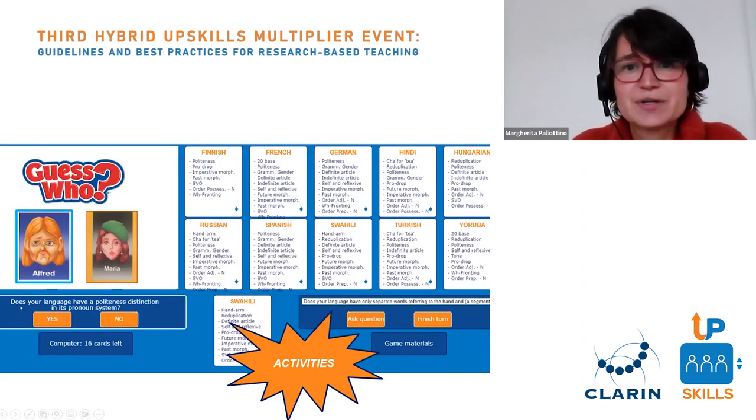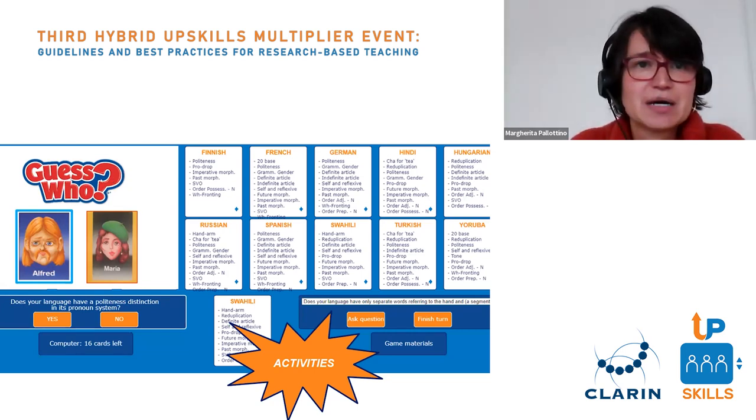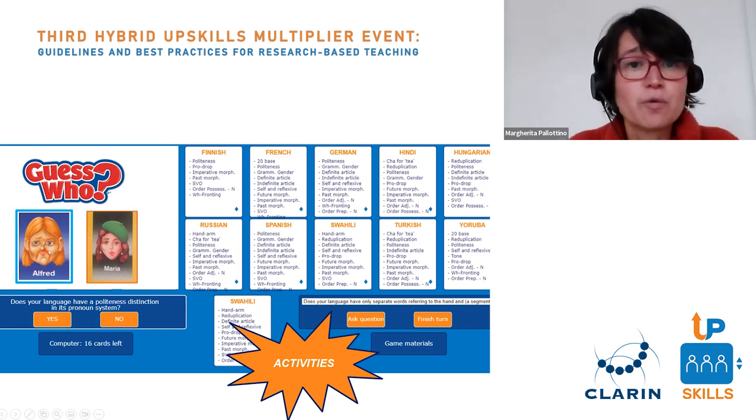As for the game, we're really proud of it. You might remember the game Guess Who? It exists since the 70s. It's a guessing game in which you need to guess the physical features of a person, like Alfred, for instance, blue eyes, long hair, red hair, mustaches, etc. Or Maria, green hat, earrings, long brown hair, etc.